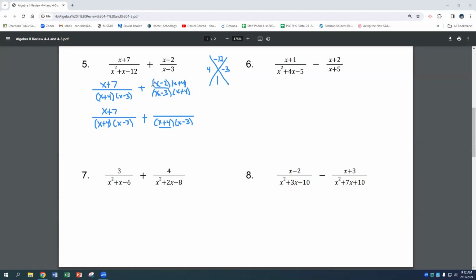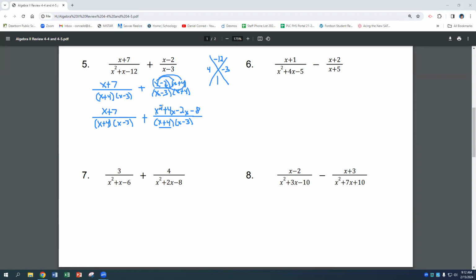Okay, but I have two binomials now, so I need to do first, outer, inner, last. X times x is x squared. X times 4 is 4x. Negative 2 times x is minus 2x. And then negative 2 times 4 is minus 8.